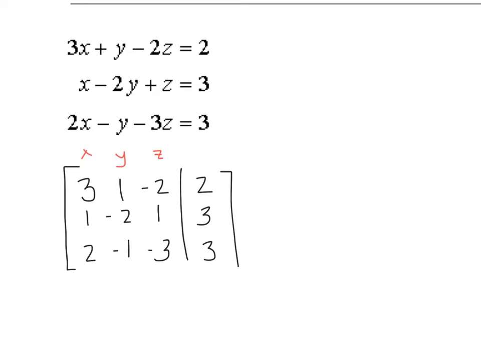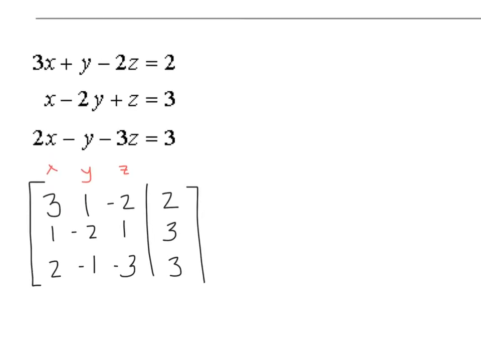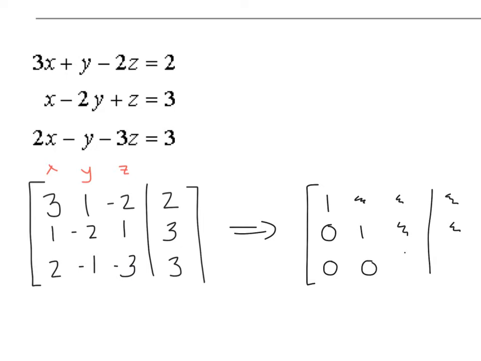Now again, the goal of this type of process is to get a matrix that looks something like this. We want to basically have a 1 here with some other number here and some other number here. We want to have a 0 here, and then a 1 and then some other number here and some other number here. We want to have a 0 here and a 0 here and a 1 here with some other number here. So our goal is to try to turn this matrix into something that looks like this.